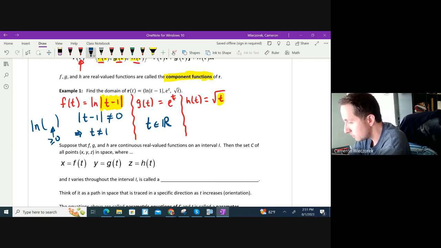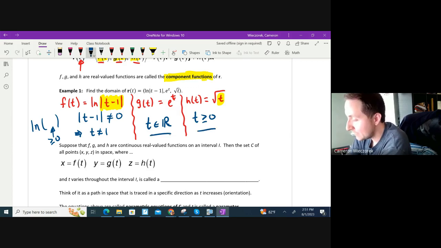We are not dealing with complex numbers in this class. So we want what's underneath. t is going to have to be greater than or equal to 0. Well, if I look at the intersection of all three of those, it has to be a real number. Okay, that's pretty broad. It has to be greater than or equal to 0, but can't equal 1. So really, we're looking at all of the values greater than or equal to 0, but we have to exclude t equals 1. So I'm going to put my answer in interval notation.